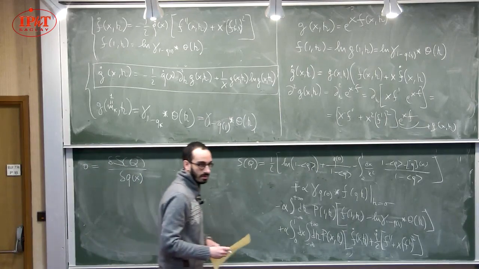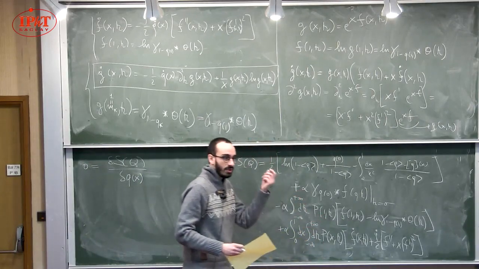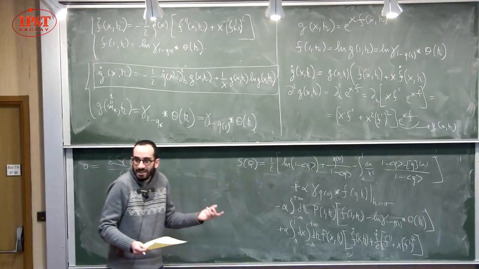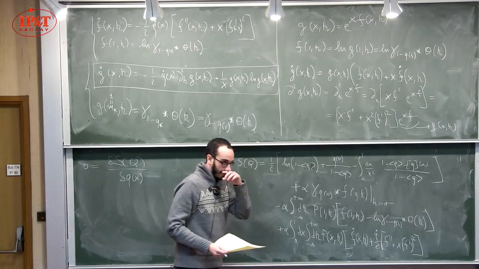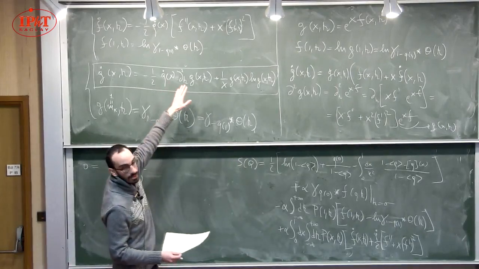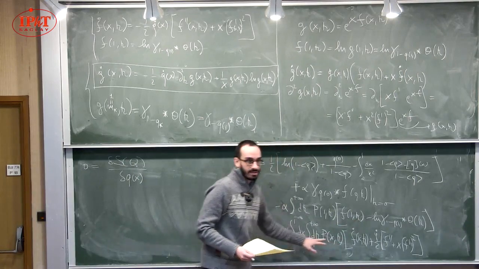Sorry? Okay, so here. These are two Lagrange multipliers. Of course, they're not numbers. They are functions, because you want to enforce this for all h and for all h and x.